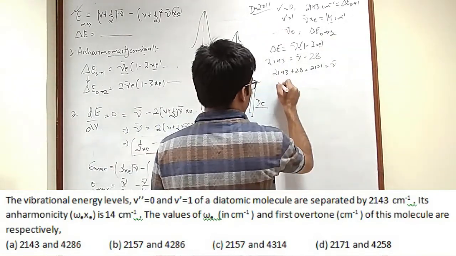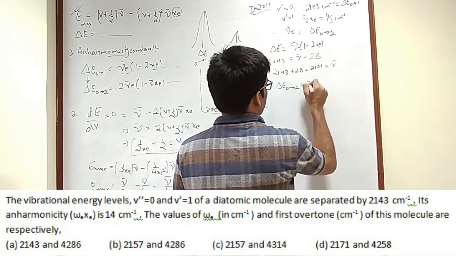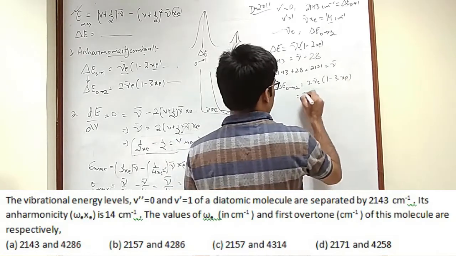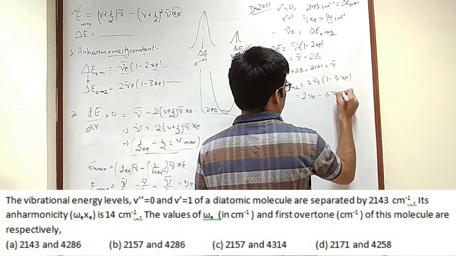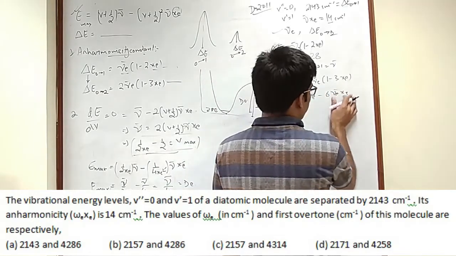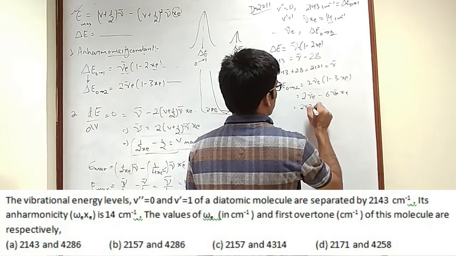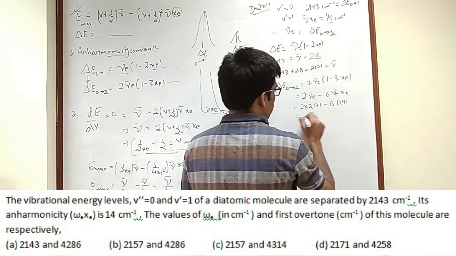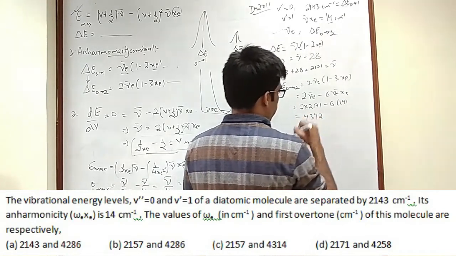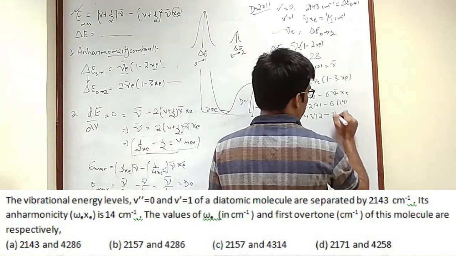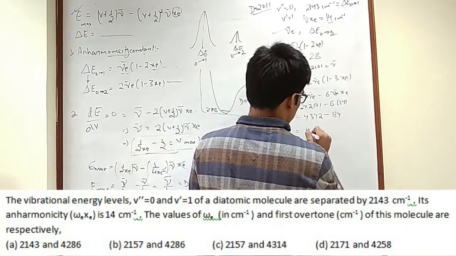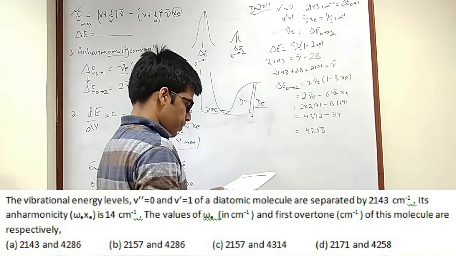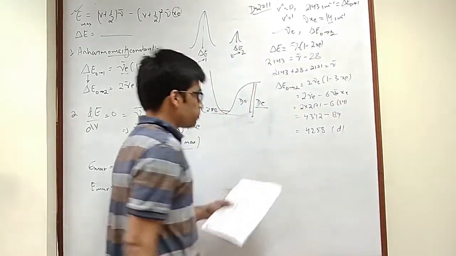Now we need the same delta E for 0 to 2, that was what? 2 mu E minus 6 xe mu E. If this is 14, this would be 2 into 2171 from here, minus 6 into 14. So this is 4342, 6 into 14 is 84. And if you subtract this, you should get 4258, if I am not wrong. Yeah, and that is given in your option number D.